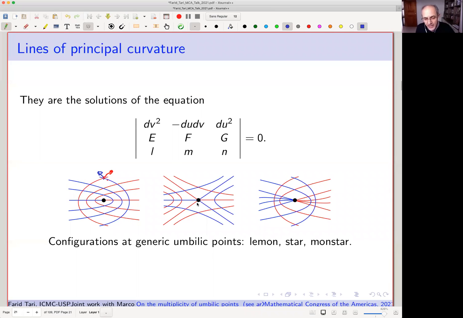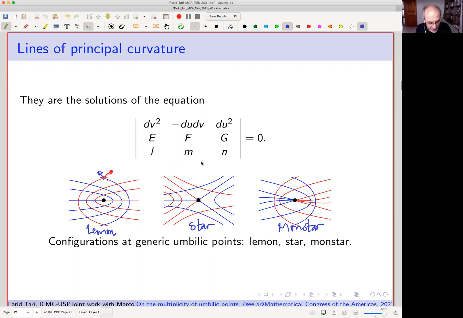And at umbilic points, you have this generic configuration. This is called the lemon. This is the star. And this is the monster. It has nothing to do with the Loch Ness monster. This is the monster of the lines of principal curvature on surfaces in R3.